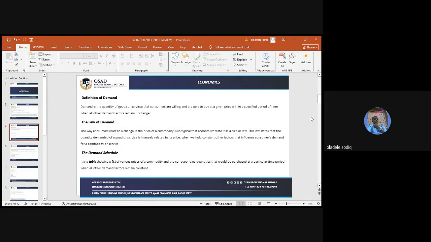So a demand schedule is a table that shows the price. For example, I want to buy rice, I want to buy beans, I want to buy gari. So that is the product. So you have a column for product. You also have a column in a table for the price. Let's say beans is 500 naira, rice 1,000 naira, gari 2,000 naira. Then you're also going to have another column for the quantity that will be demanded. So that is a demand schedule.